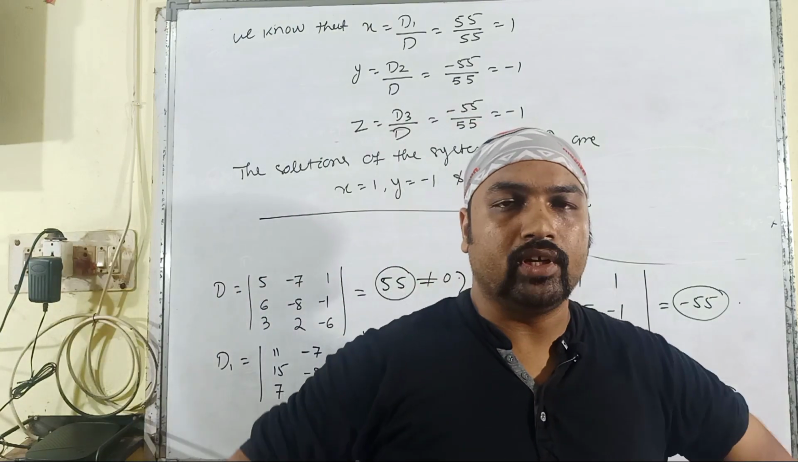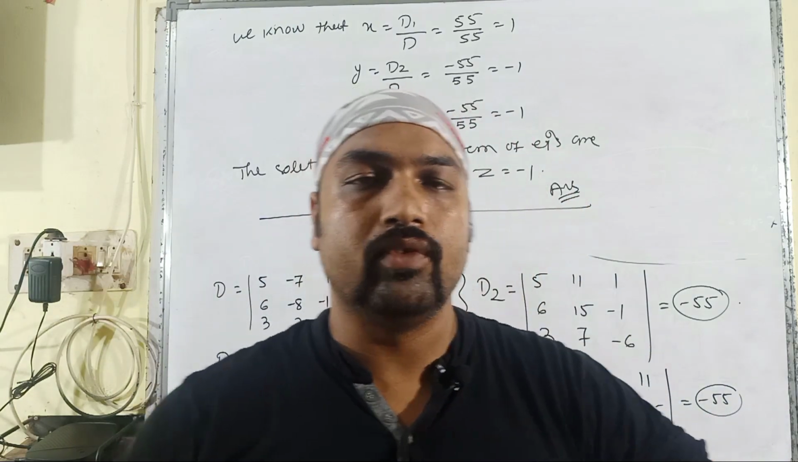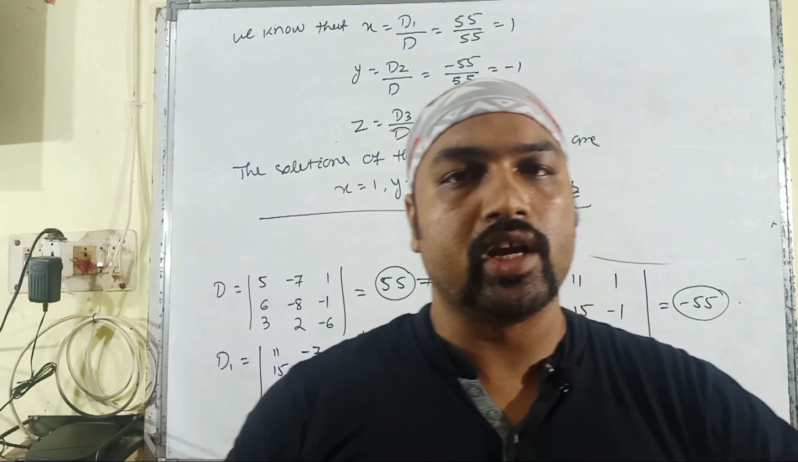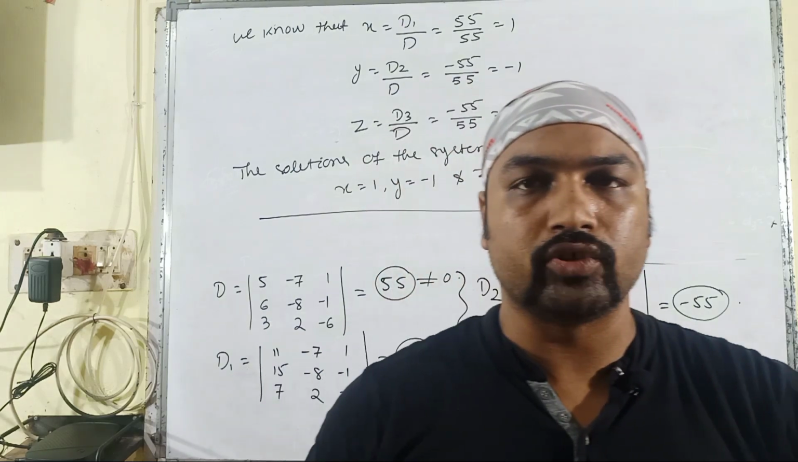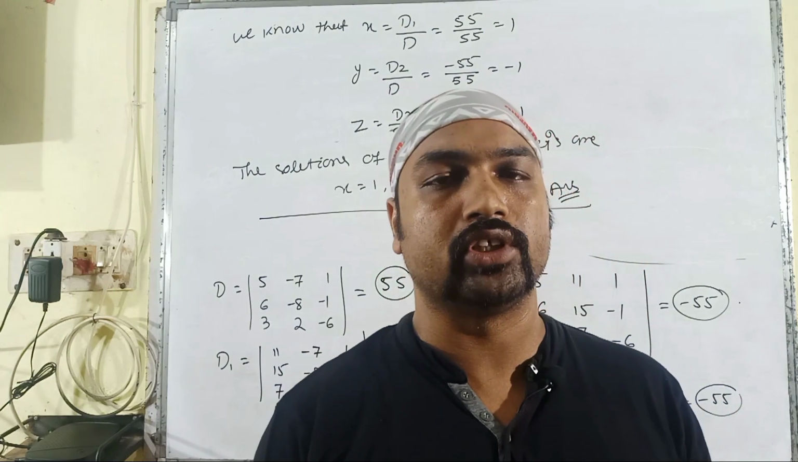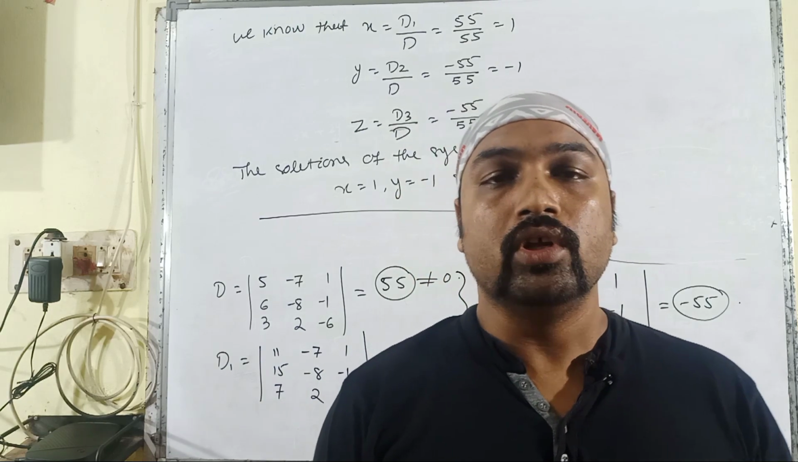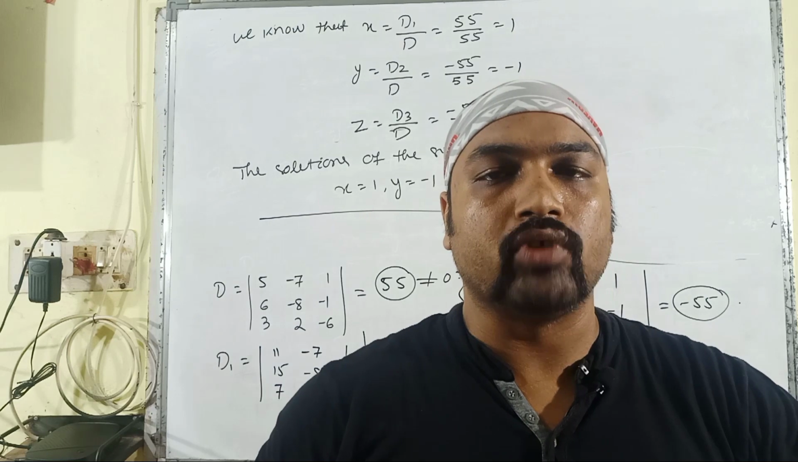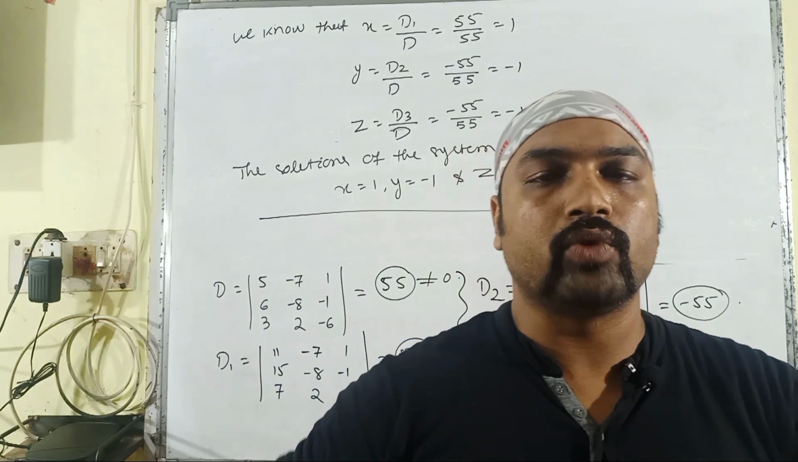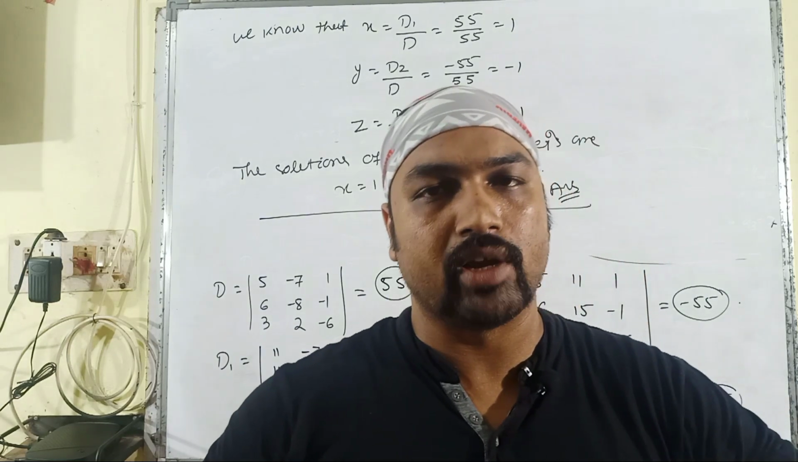So in this video session, we have discussed the system of linear equations in 2 variables and 3 variables. Then we discussed the definition of consistency and inconsistency. And then we discussed Cramer's rule in 2 variables as well as in 3 variables. And at last we solved some problems based upon the Cramer's rule.